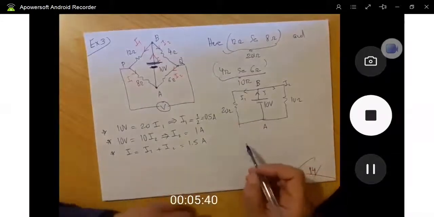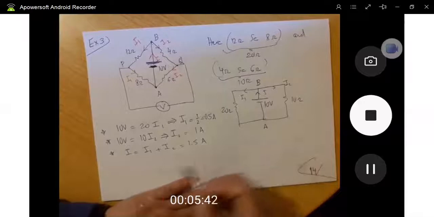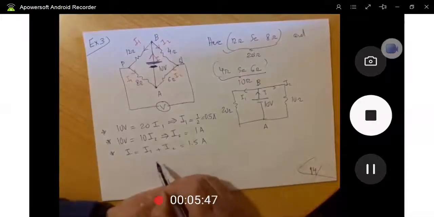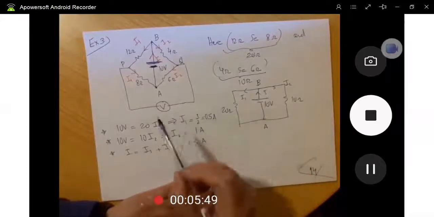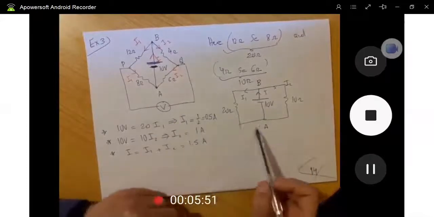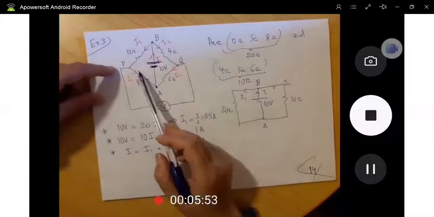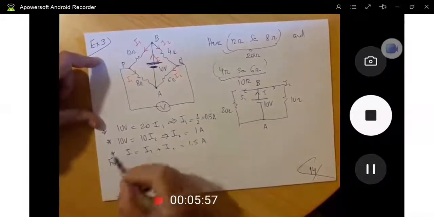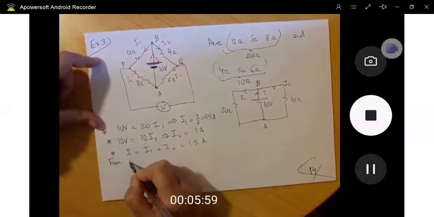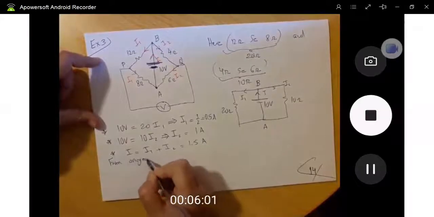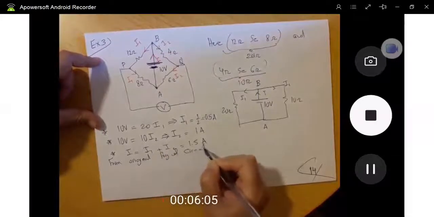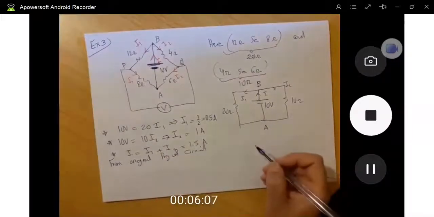In order to find this potential difference between P and Q, I have to refer back to my figure, the original figure of the circuit, before I made these simplifications.